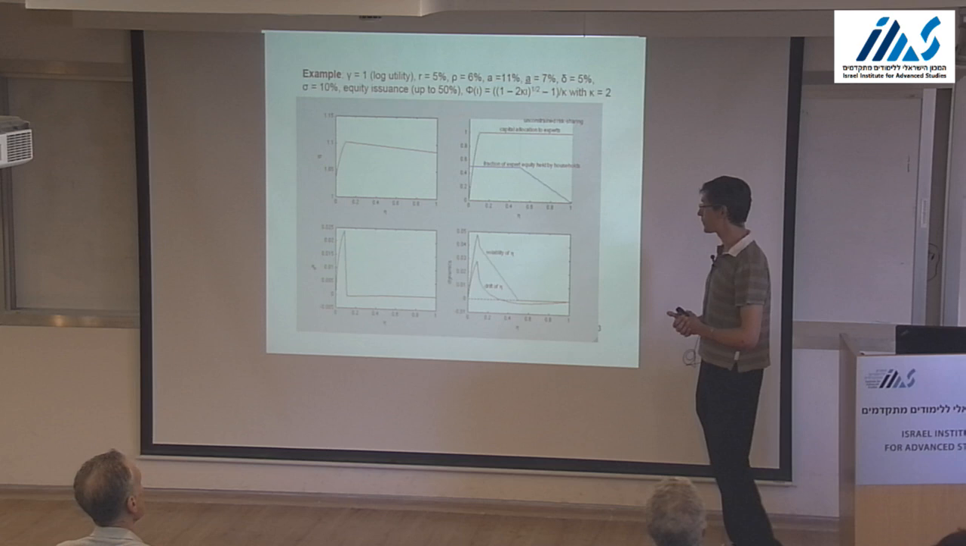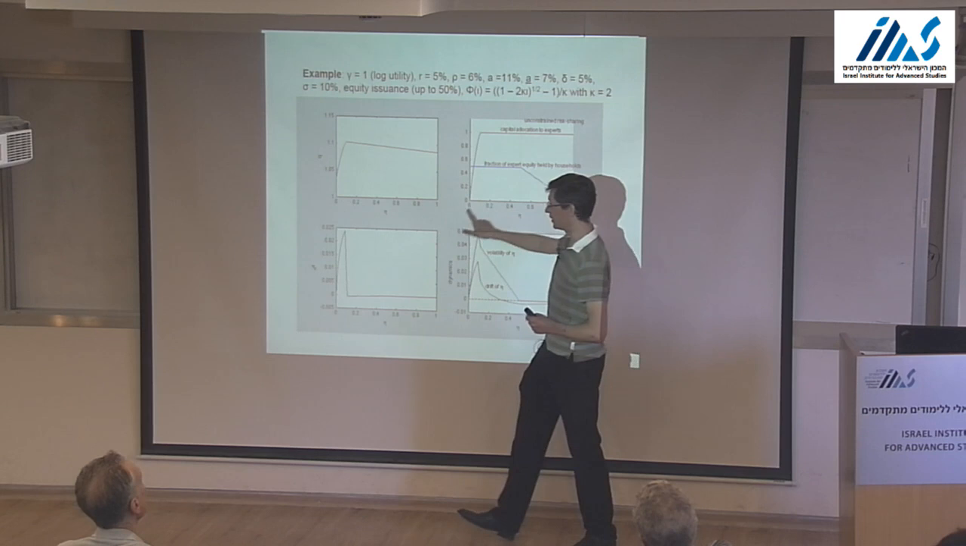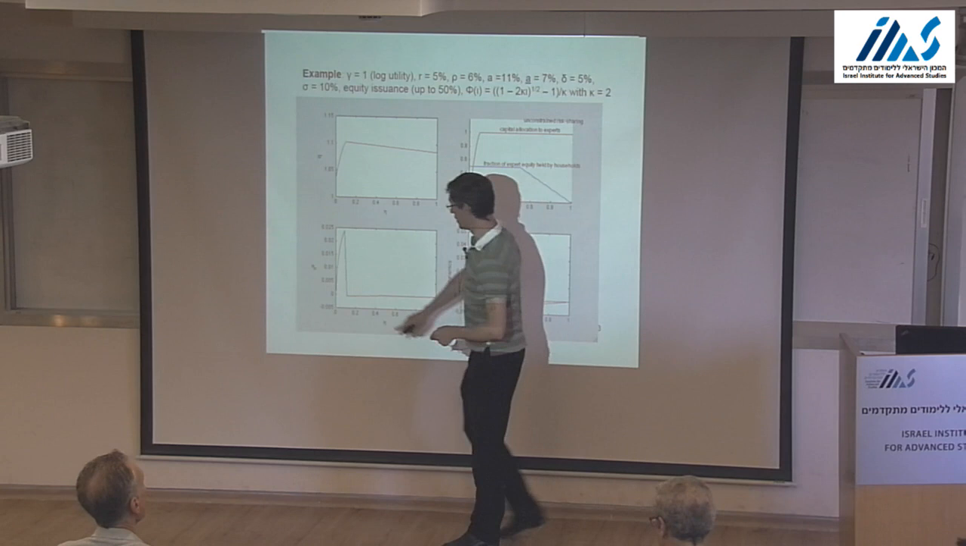So all of the action happens here. This is the crisis region where sales of capital happen. And we see that because the price of capital is sensitive to the state variable, here the volatility, this is endogenous risk. Endogenous risk is going to rise, okay?